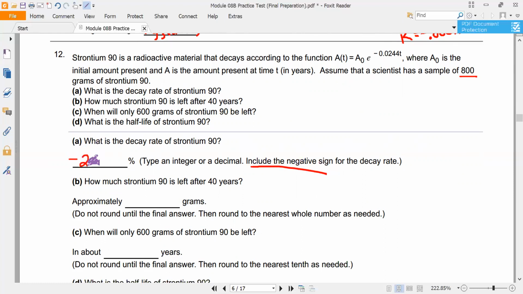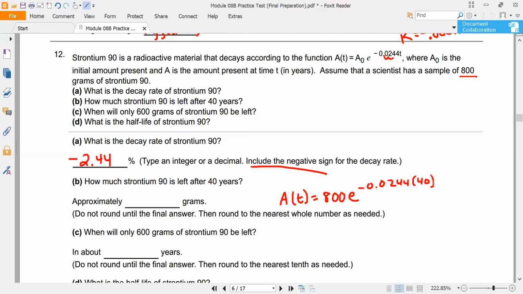So negative 2.44 if you turn this back into a percent by moving the decimal 2 places to the right. How much strontium-90 is left after 40 years? Okay, so we know that our initial value is 800. We've got our negative 1 point, or excuse me, still on the other problem. Negative 0.0244, and it's 40 years.